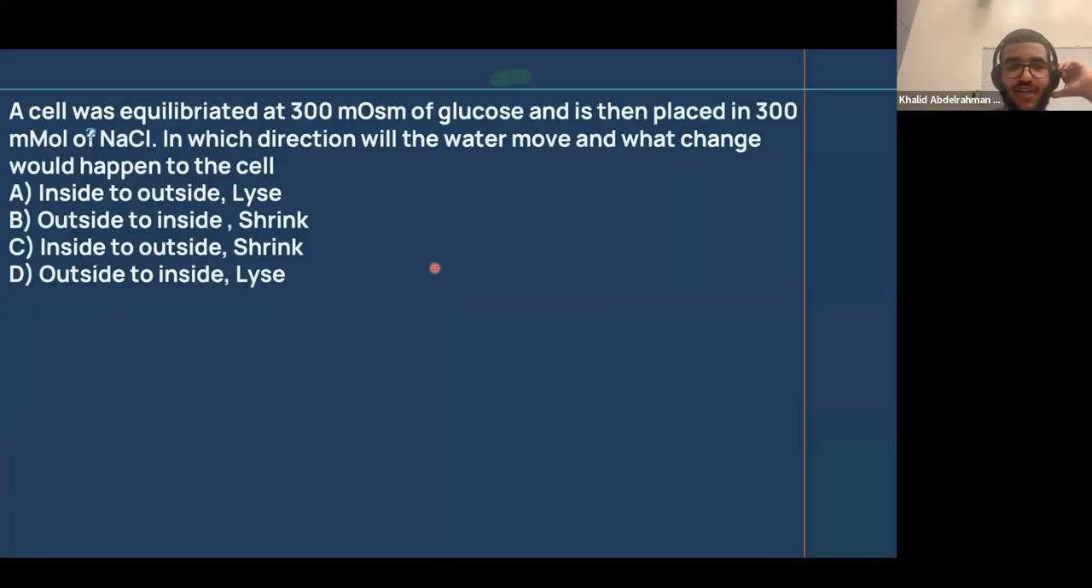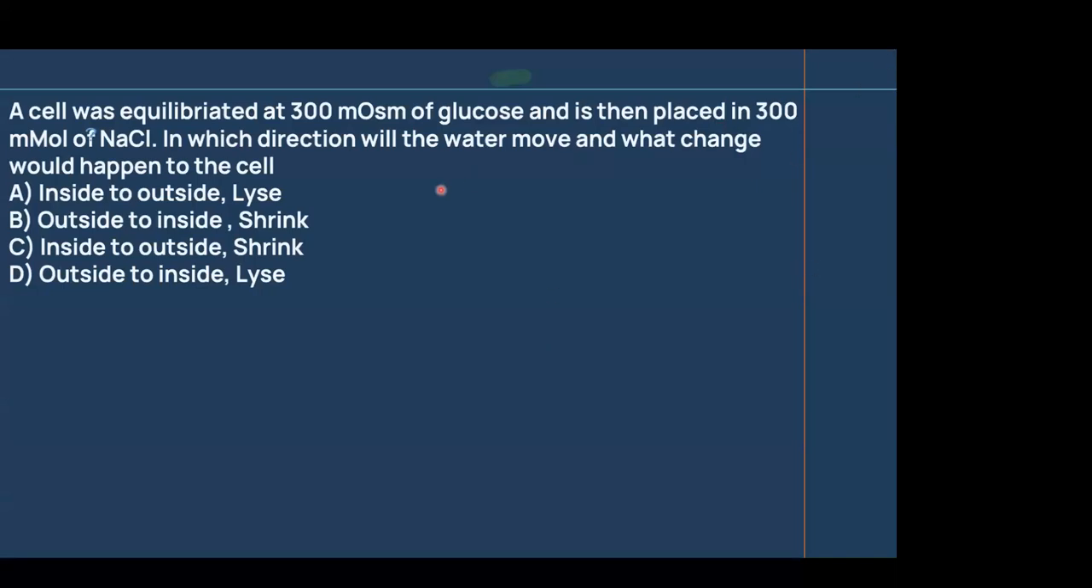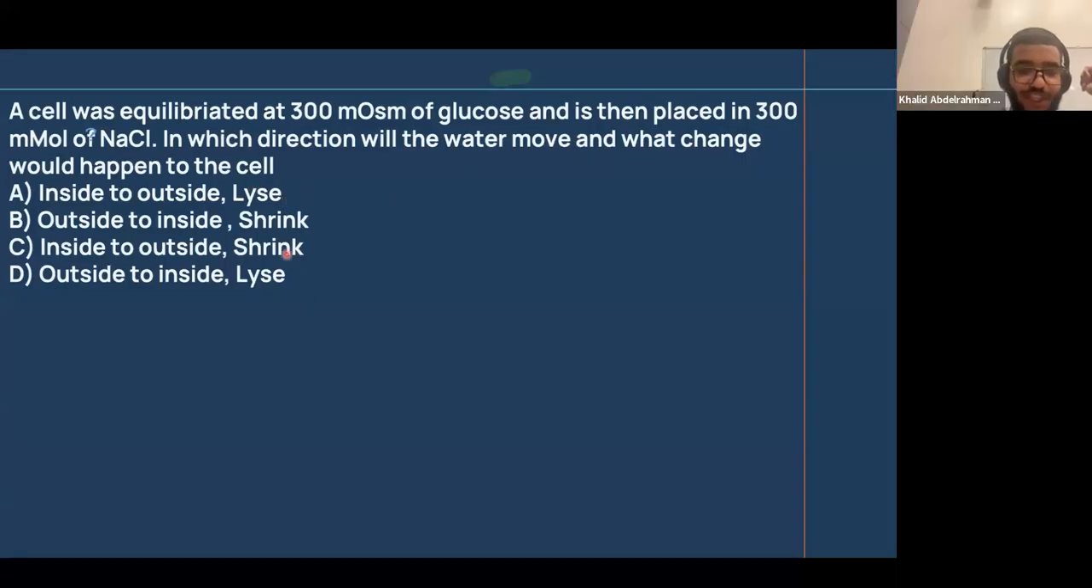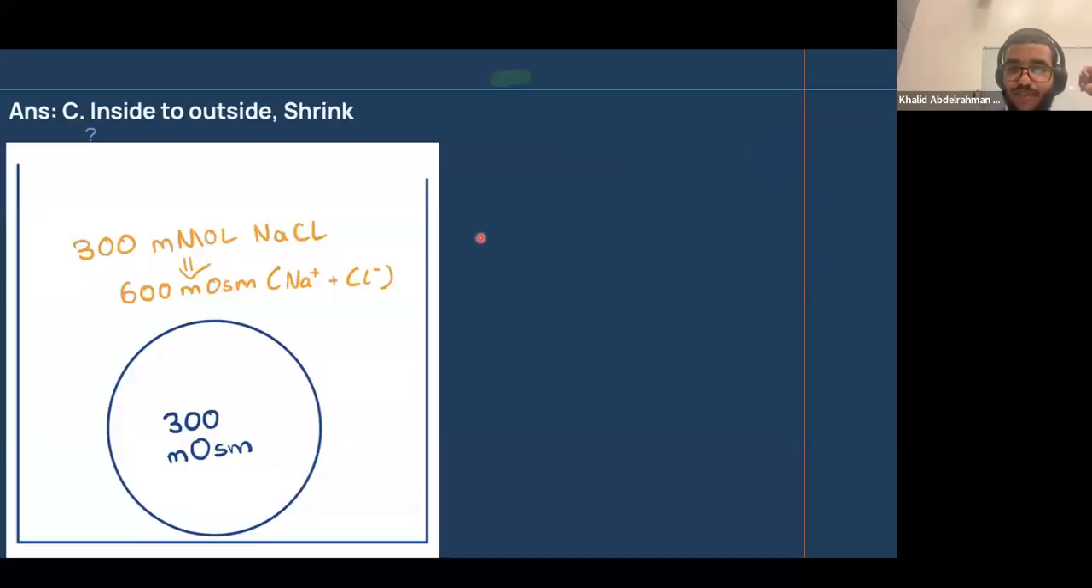So I have a question for you guys. If the question said 300 milliosmoles of glucose is placed in 300 milliosmoles of NaCl, then what will the answer be? Isotonic, nothing. Exactly, nothing will change. None of these options are correct. So you guys got the hang of it, mashallah.